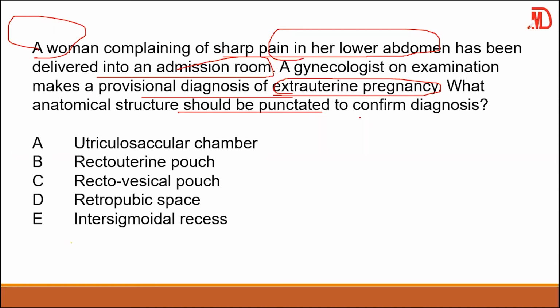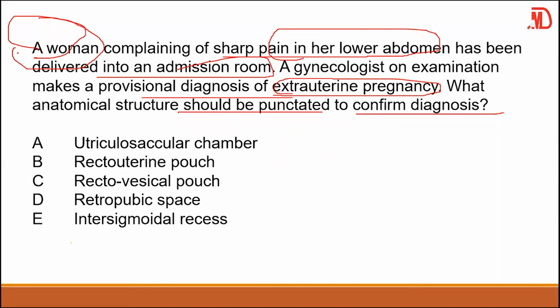So what anatomical structure should be punctured to confirm the diagnosis? Guys, we are talking about a woman. I don't want to say pouch, but what pouch are we looking for in a woman? We've discussed this before. You are dealing with the pouch of Douglas. And that is called what? The rectouterine pouch.